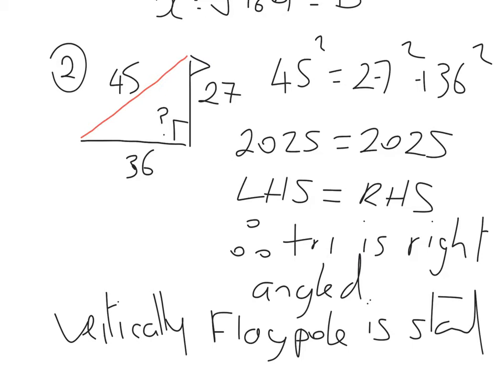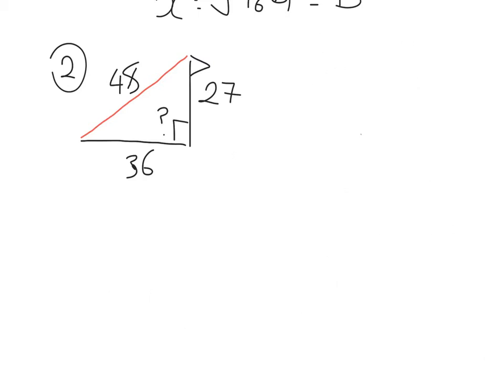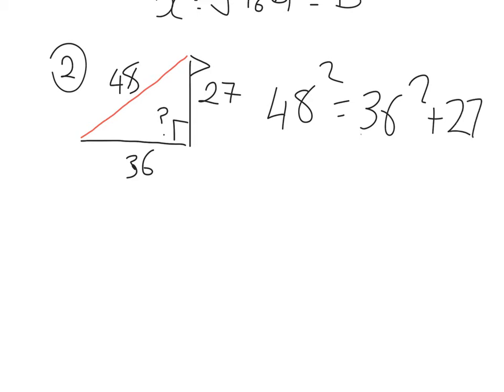Now, just to kind of show you what would happen here if the numbers were slightly different. If instead of 45, this number up here was actually 48, then let's see what would happen then. So in this scenario, we would have 48 squared equals 36 squared plus 27 squared. That would then give us 2304 is equal to 2025.